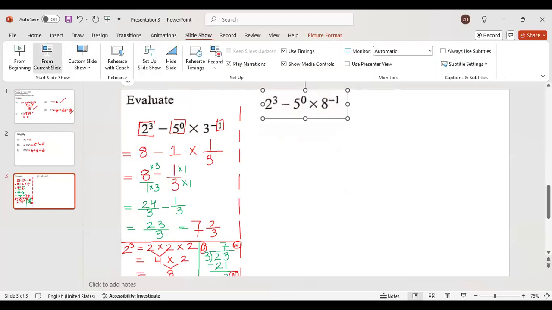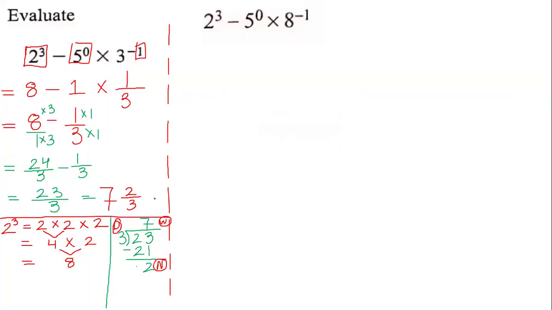-5 to the power of 0 multiplied by 8 to the power of -1. So how are we gonna do that, class? Anyone can answer, don't be shy. How are we gonna do this?